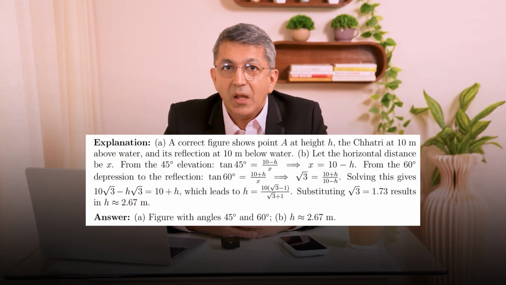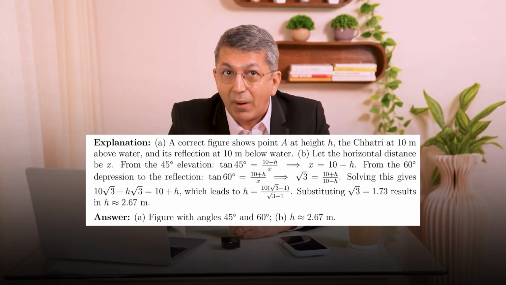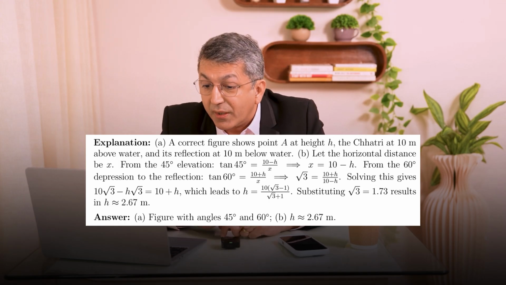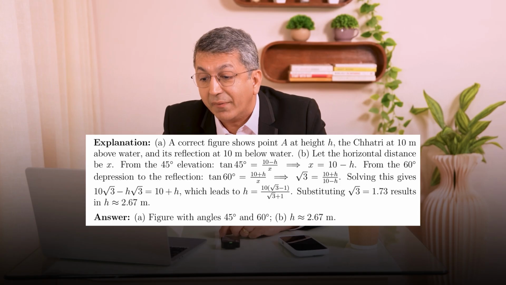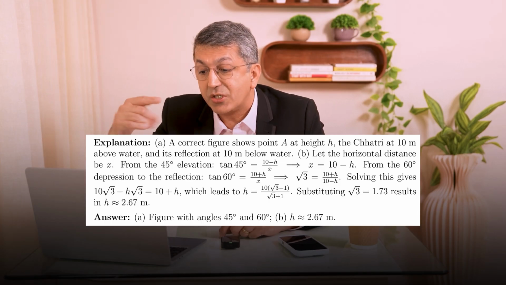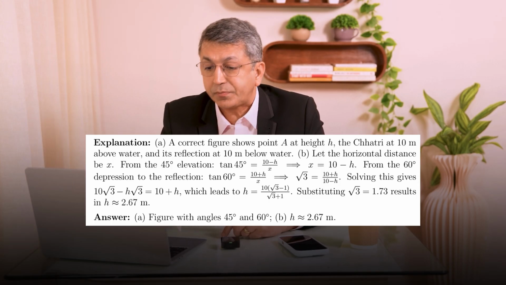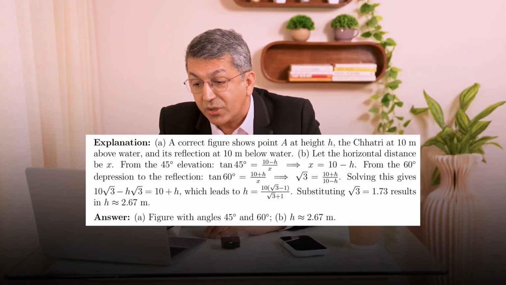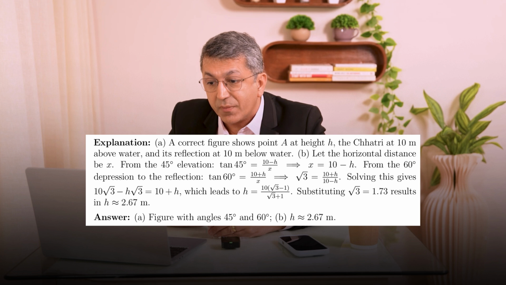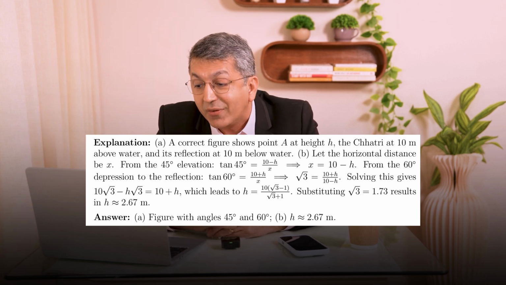Explanation. A. A correct figure shows point A at height h, the chhatri at 10 meters above water and its reflection at 10 meters below water. B. Let the horizontal distance be x. From the 45 degree elevation, tan 45 degrees is equal to 10 minus h upon x, which gives us x equal to 10 minus h. From the 60 degrees depression to the reflection, tan 60 degrees is equal to 10 plus h divided by x, which gives us root 3 equal to 10 plus h divided by 10 minus h.